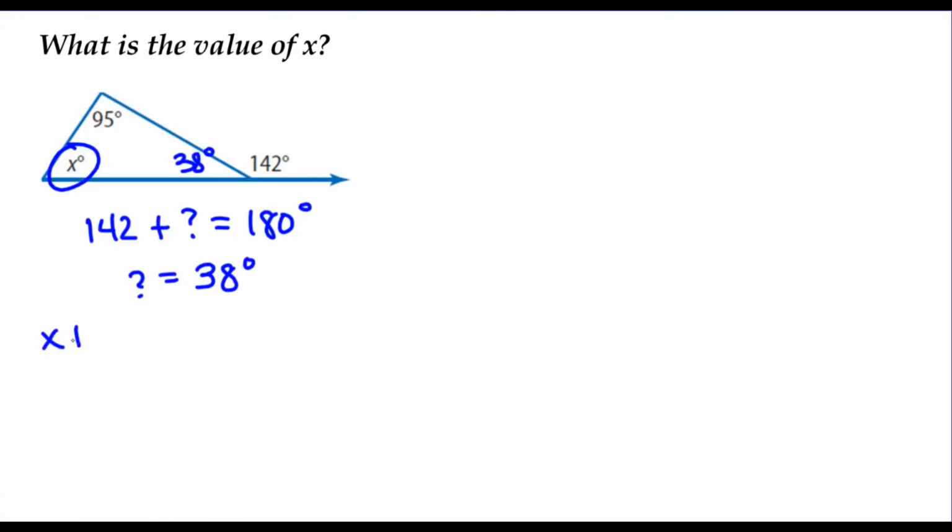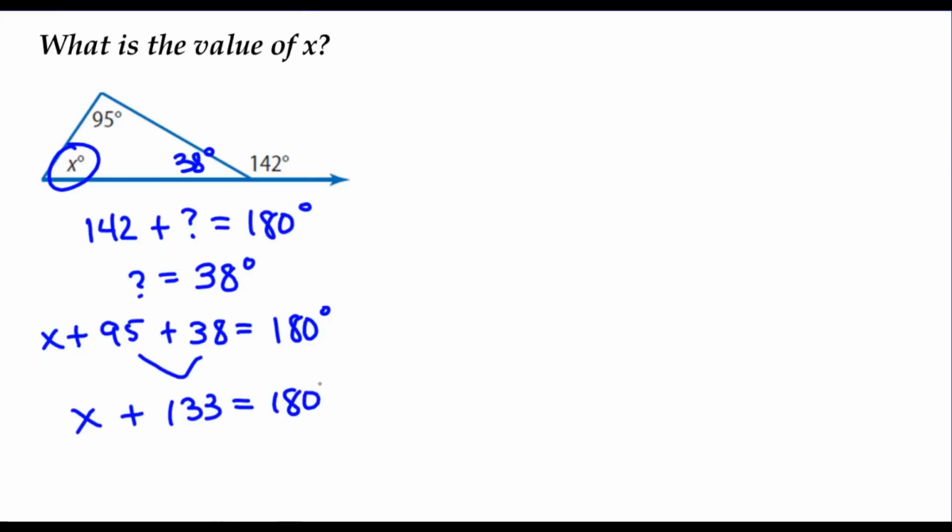Now I know that x plus 95 plus 38 equals 180 degrees. And then these two angles together are 133. So x plus 133 equals 180 degrees. And then that tells me that x is 47 degrees. So x is 47 degrees.